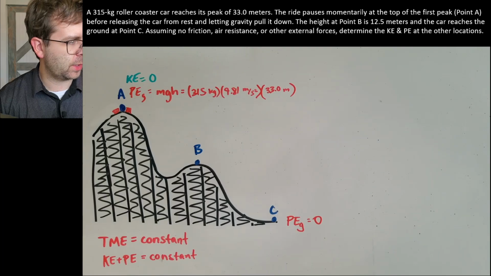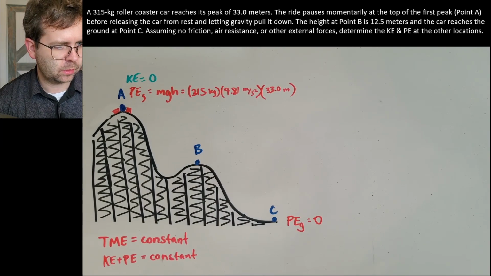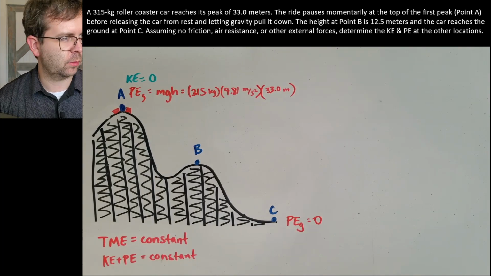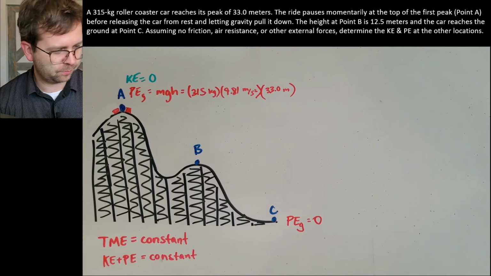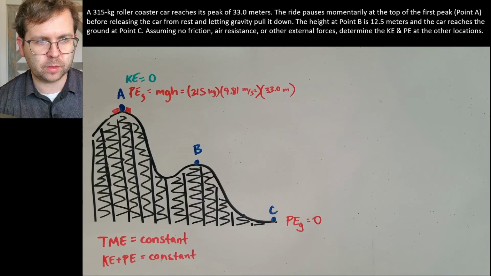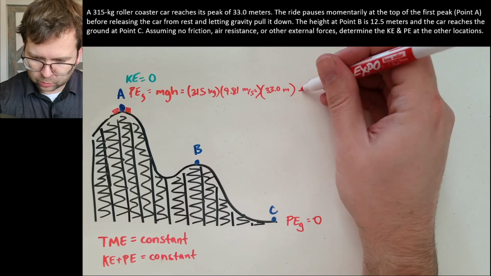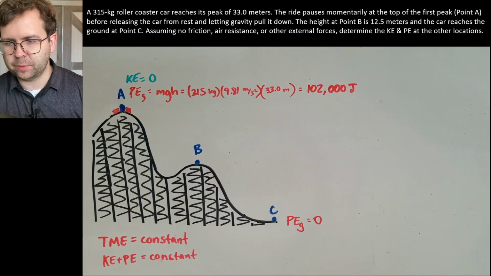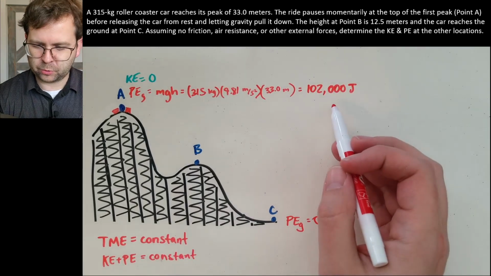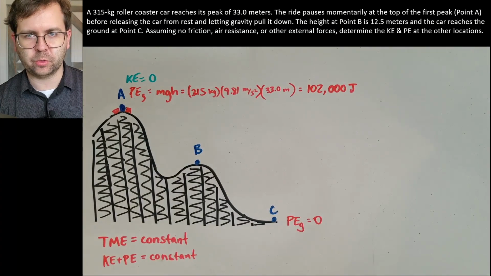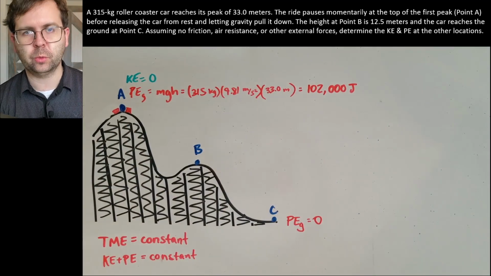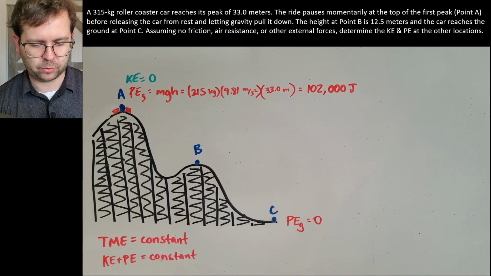So at this point, we just pull out a calculator. I'm using my phone to record, so I can't really use it as a calculator. So multiply those three numbers together, and if I did that correctly, I get, rounded up, 102,000 joules of energy. And this is the total mechanical energy as well, because the kinetic energy is 0. So 0 plus 102,000 is just 102,000.